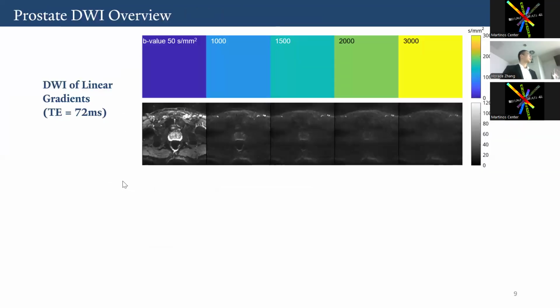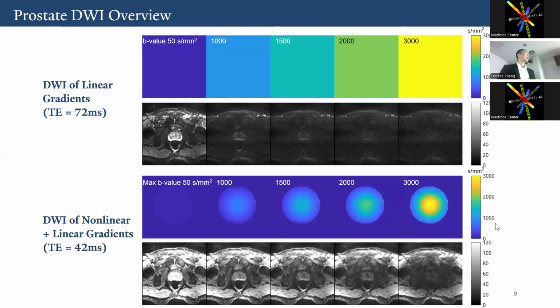This is the DWI of linear gradients, long TE, with a uniform b-value map from 50 all the way to 3000. You can see uniform signal decay brought by the diffusion contrast. And with the nonlinear gradient, you can see a non-uniform b-value map, but we can generate the same b-value at the prostate location, again from 50 to 3000, but with a much shorter TE. And you can also see the DWI has non-uniform signal decay. So, of course, short TE brings brighter signal.